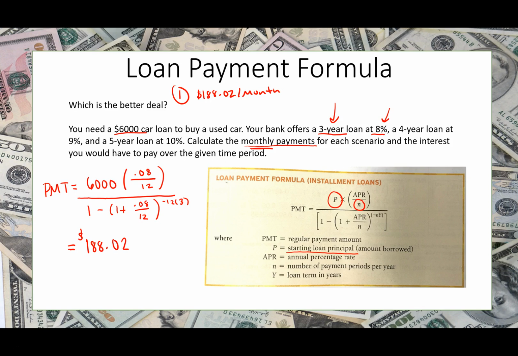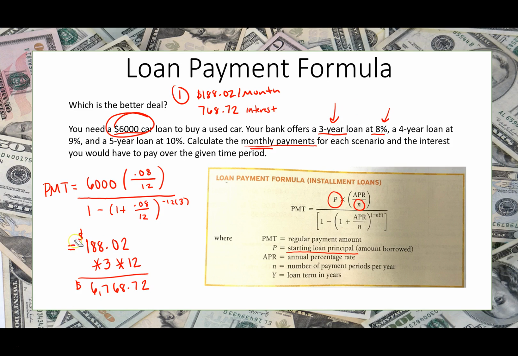Well, remember, you're paying for 3 years and 12 months each year. So that's going to be a total of $6,768.72 that you're going to pay. Or roughly, if we subtract our original $6,000 car loan, we are paying $768.72 extra on top of that $6,000. So that would be what we're paying in interest.